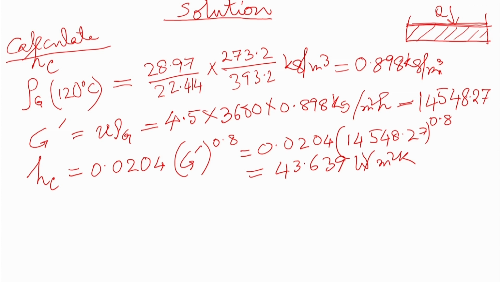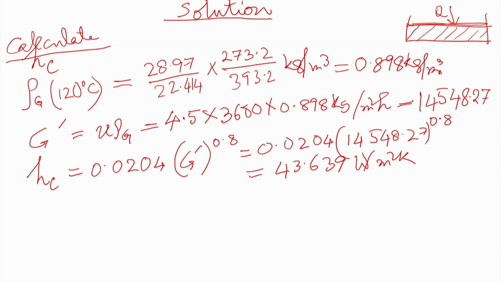So, we will be getting now what the adiabatic saturation temperature is. For that we need, because the humidity is given and the dry bulb temperature is given, we will be taking the help of the psychrometric chart. So, from the psychrometric chart we will be getting this one.